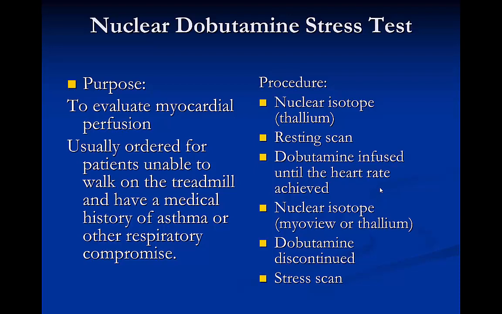And a nuclear dobutamine stress test is the last one, and it has the same purpose here, to evaluate myocardial perfusion. It's usually ordered if patients cannot walk on the treadmill or if they have a medical history of asthma. It's the same procedure as before, and I won't read through it again, but this time they're going to infuse dobutamine before they give the nuclear isotope.